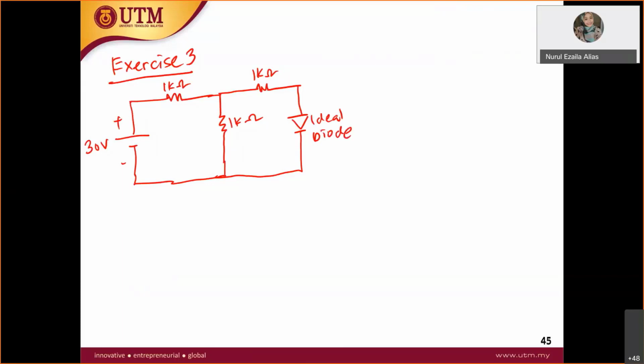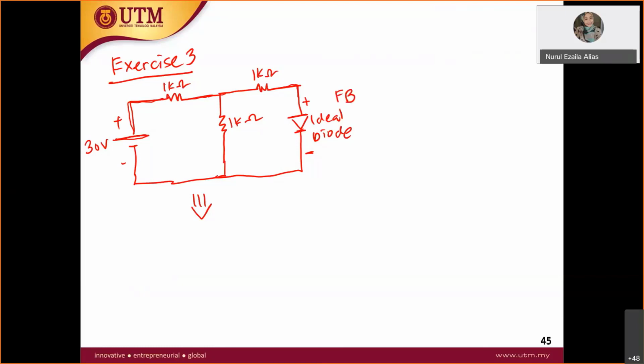Let's draw the equivalent circuit. First, let's define whether this diode is forward biased or reverse biased. This ideal diode has terminals: the anode is plus, the cathode is negative, and the positive terminal is in this direction and meets the anode. So what happens to the ideal diode, my dear students? Is it forward bias or reverse bias? Forward bias, yes.